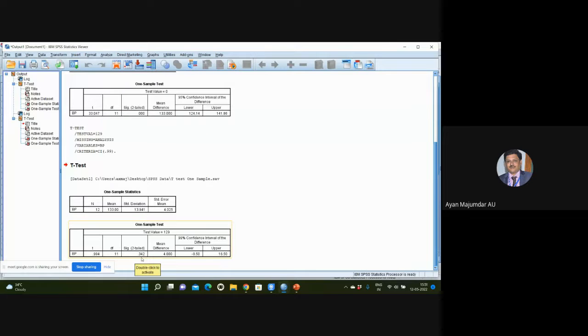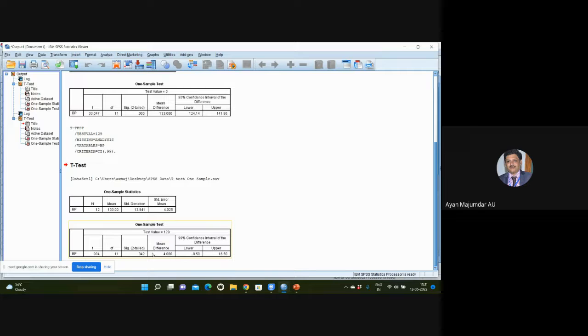Now, suppose we were testing this at 5% level. So this 0.171, we will compare it with 0.05. 0.171 also is more than 0.05. So we cannot reject the null hypothesis.